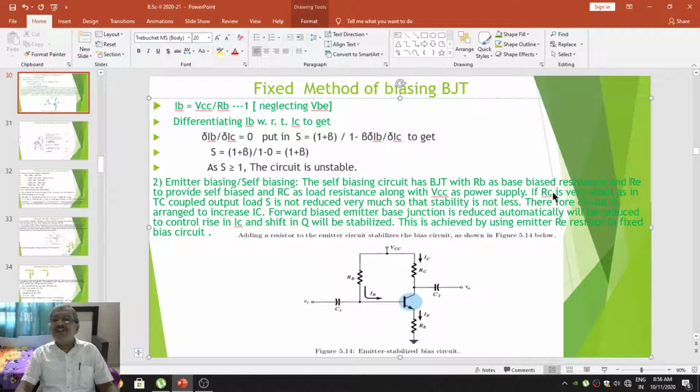If RC or RL is very small, as we are achieving in the transformer coupled output load, the stability factor is not reduced very much. And as the stability factor is not reduced very much, the stability decreases. If S is not reduced, it means S is more, hence the stability will be less.